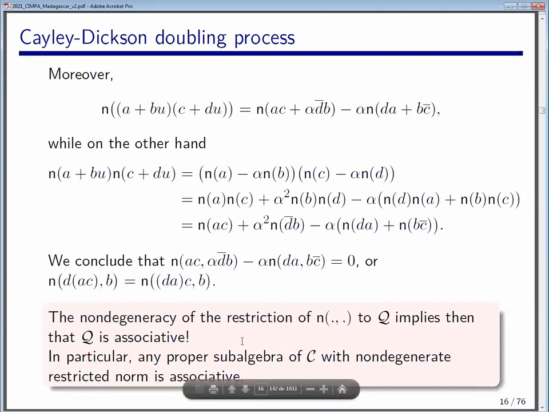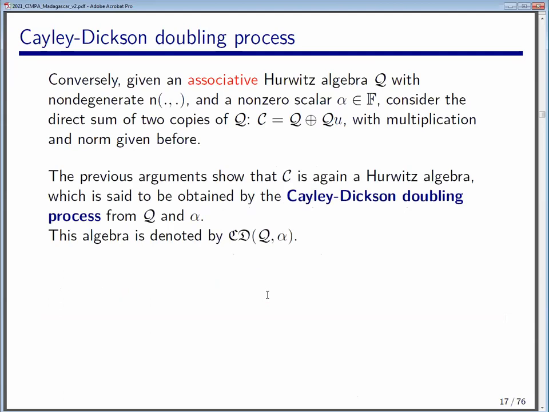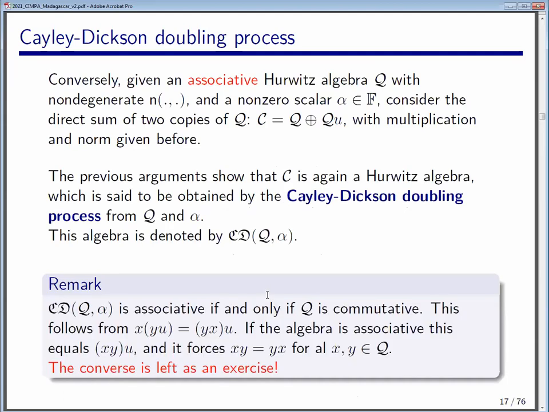Okay, so this is also quite important. And moreover, the subalgebra that we obtain by doubling Q in this way is associative if and only if the subalgebra we have started with is commutative. So this Q plus QU is associative if and only if we start with a commutative Q.